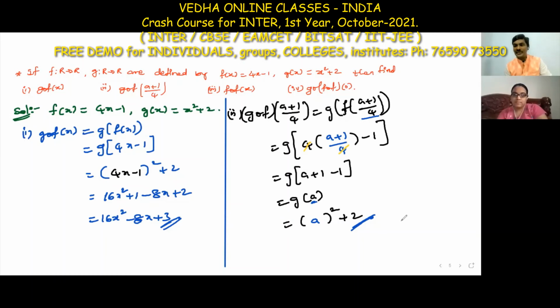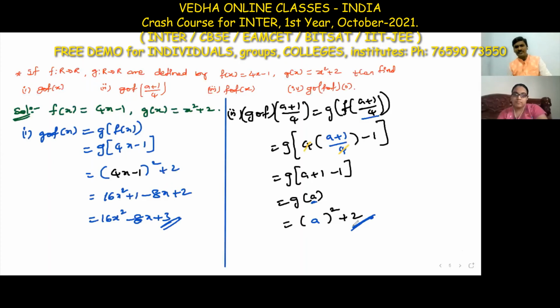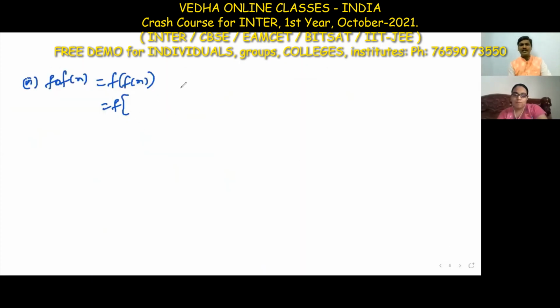F circle f of x, the third one. So f circle f of x is equal to f of f of x. What is f of x? Write that function here. F of x is 4x minus 1. Write 4x minus 1 in place of the f of x function.